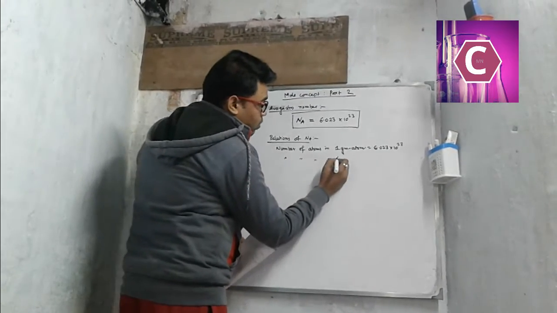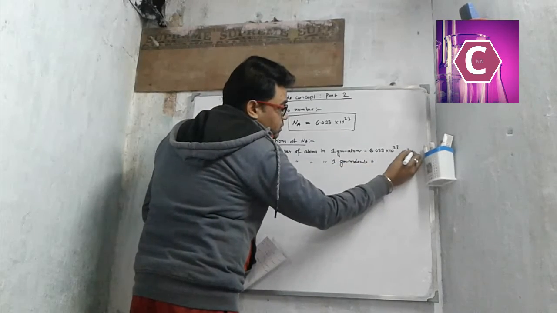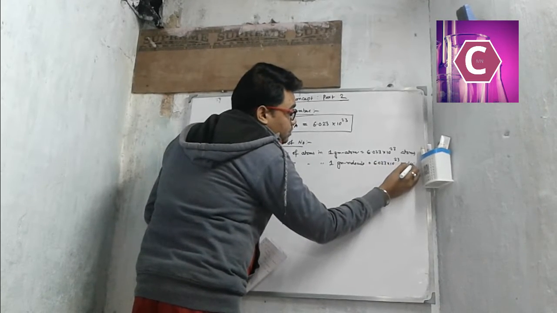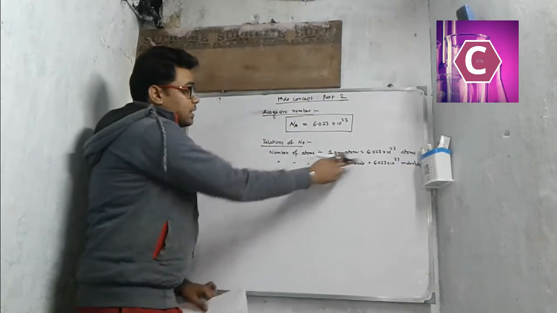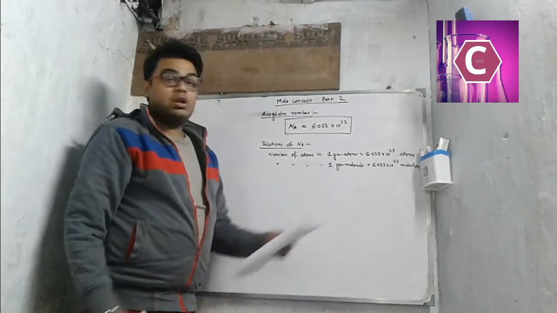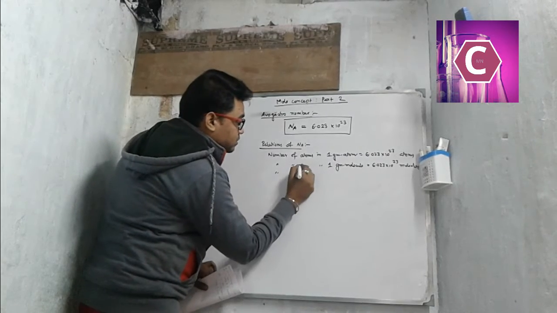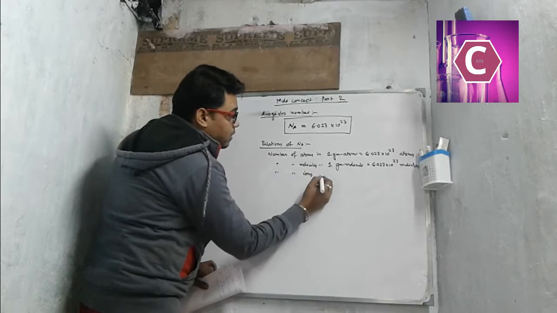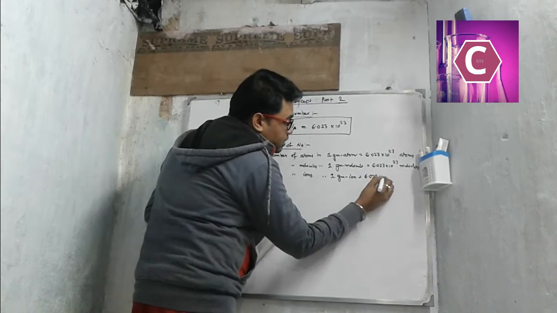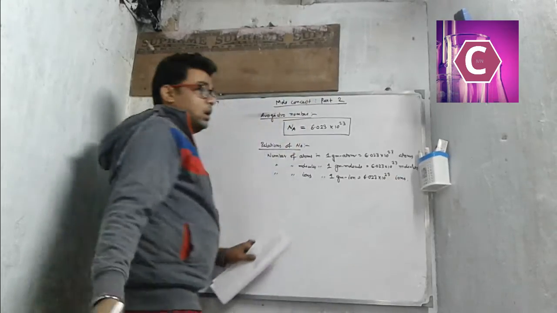Number of molecules in 1 gram molecule of a molecule is 6.023 into 10 to the power 23 molecules. That means in 1 gram molecule there are 6.023 into 10 to the power 23 number of molecules. Number of ions in 1 gram ion is also equal to the same constant value, 6.023 into 10 to the power 23 number of ions.